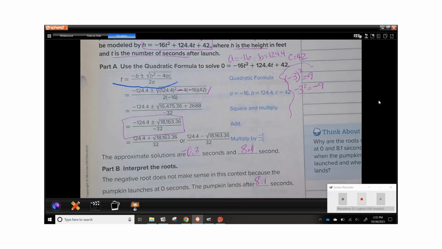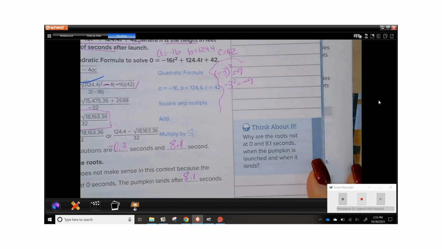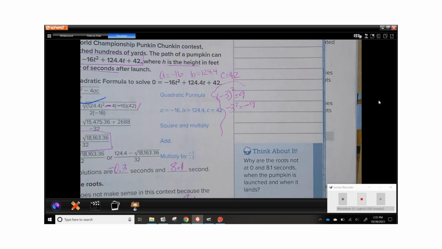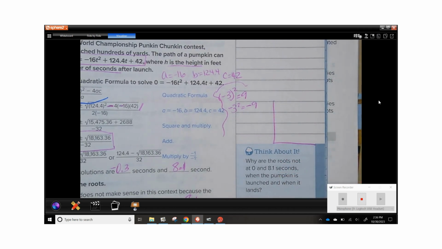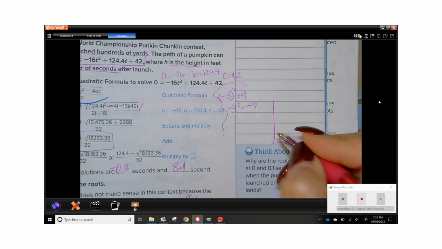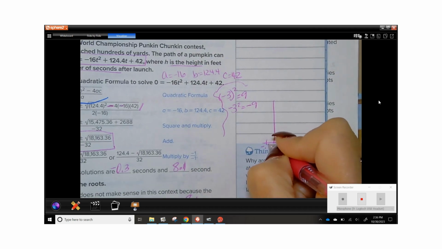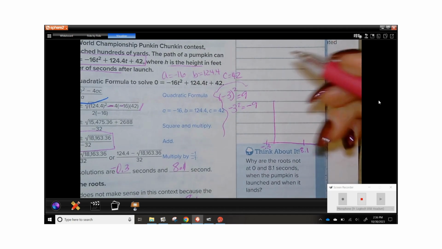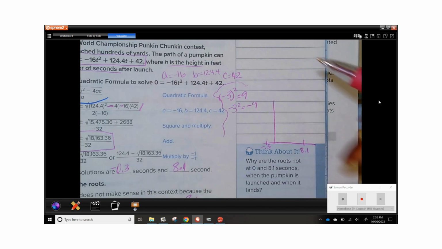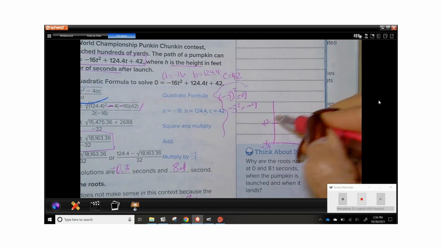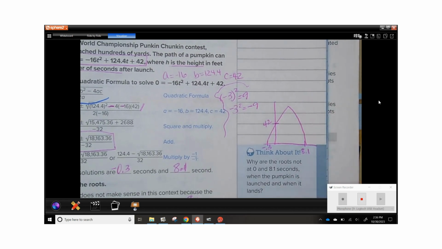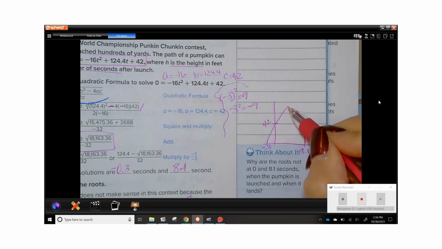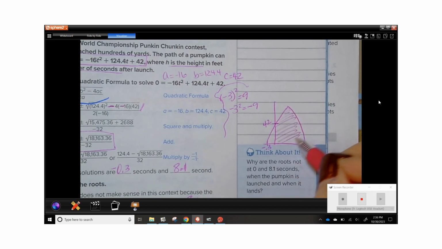Let me show you in a sketch exactly what's going on. So I guess I'll come up here. Here's our graph. I'm only putting the first quadrant because it is a real life situation. I'm saying it lands at 8.1, but I also had this negative 0.30. I know my y-intercept is my c, which is 42. So I know it's going to go like this and then back down like that. But since it is a real life problem, we only really have this area here.